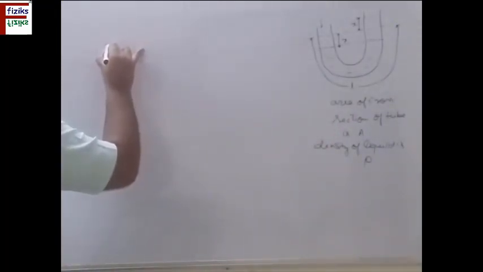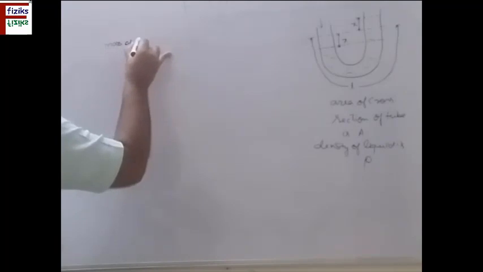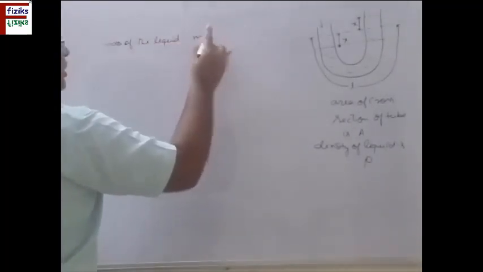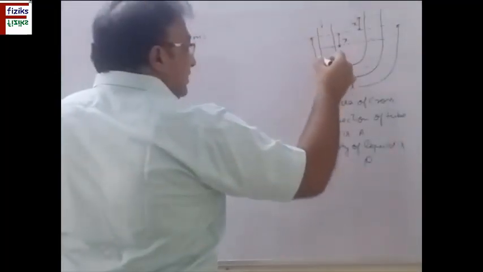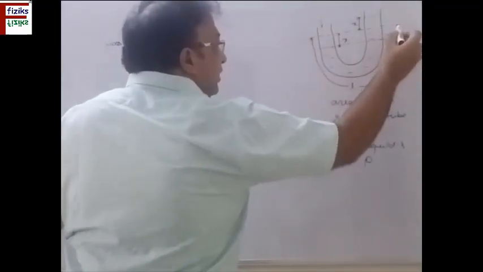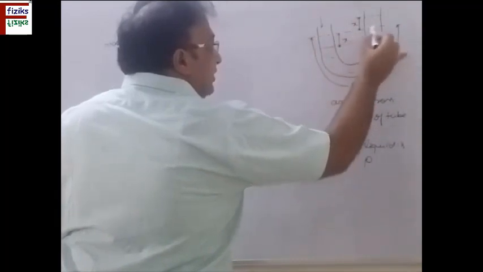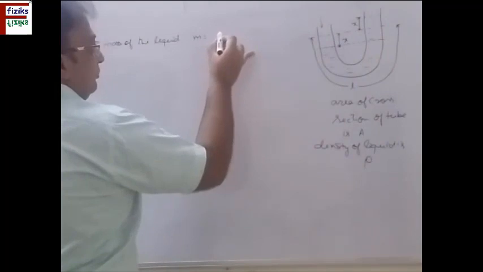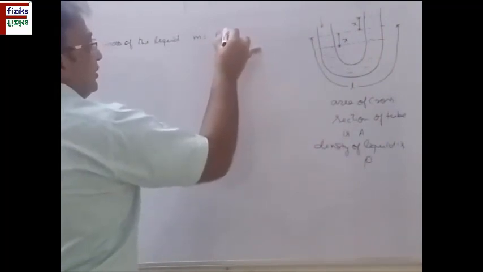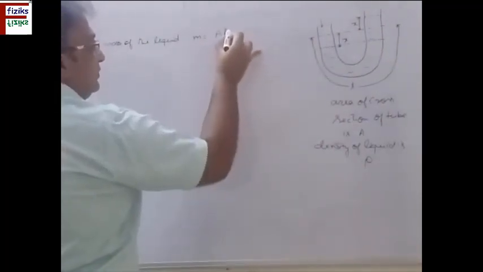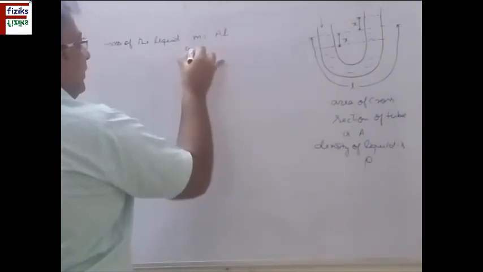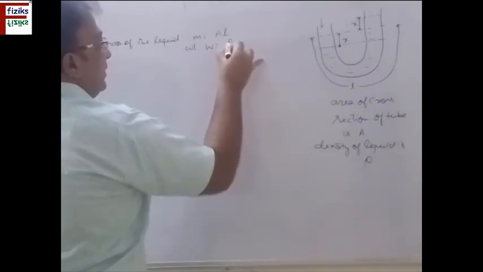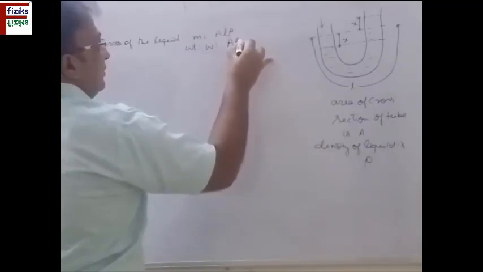Mass of the liquid which is contained in the tube. Mass of total liquid. L is the length of the liquid column filled initially when this was the level L. So this is V into G. V is the volume of the liquid, area of cross section of the tube into L. This is mass, and weight of this liquid is A L rho into G.